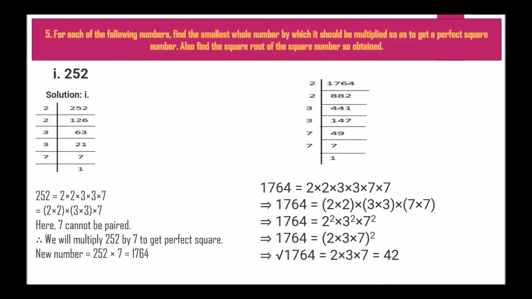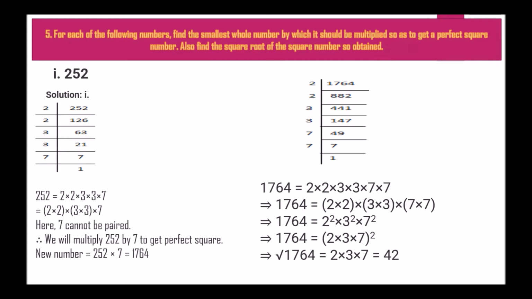Fifth question, for each of the following numbers, find the smallest whole number by which it should be multiplied so as to get a perfect square number. Also, find the square root of the square number so obtained. So 252. So 2 into 2 into 3 into 3 into 7. Here 7 cannot be paired. So we will multiply with 7 to get a perfect square. So we will multiply 252 with 7.